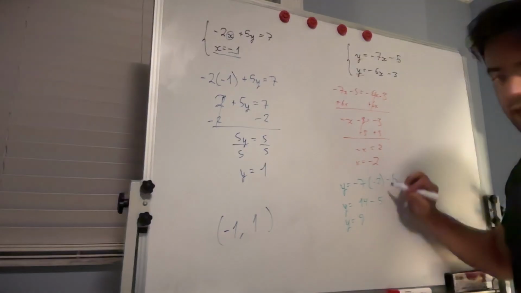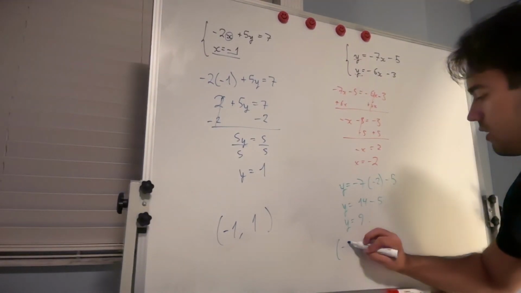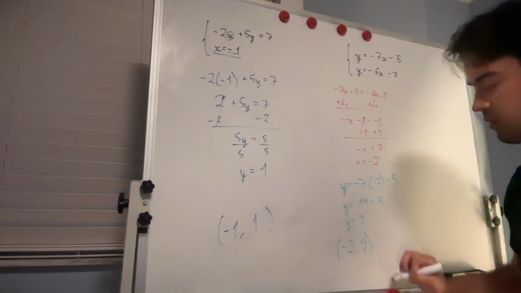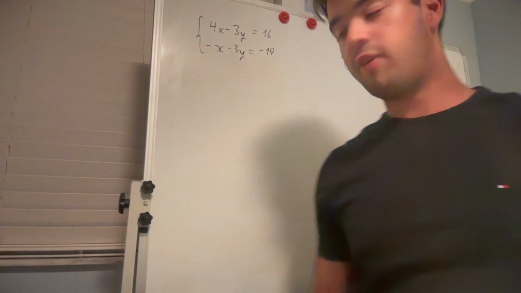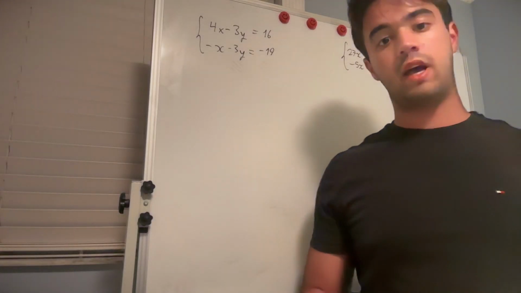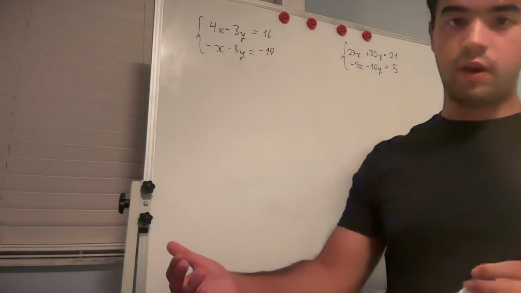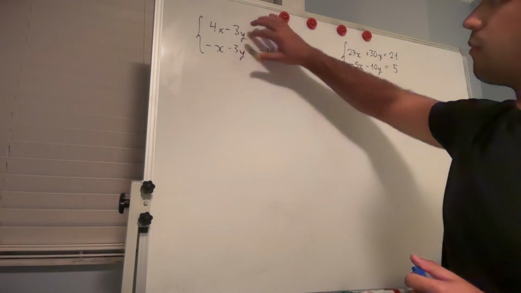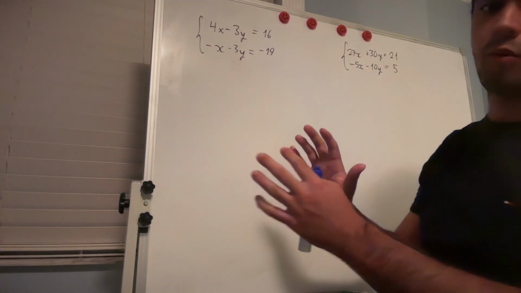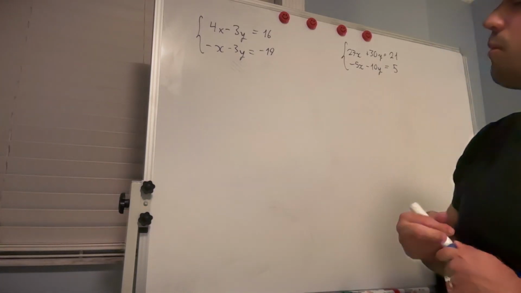And now we have our x and our y value for the solution, which means that we'll end up with negative 2, 9. Now, for the final method of solving these systems of equations, I'll show you how to use elimination. So, in elimination, you temporarily eliminate a variable from the two equations in order to form a new third equation with one variable. Now, what do I mean by that?